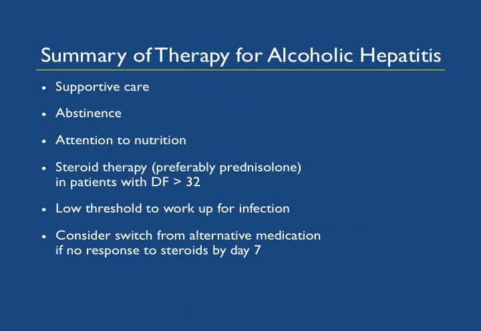In summary, therapy for alcoholic hepatitis includes supportive care, abstinence, and attention to nutrition. Steroid therapy should only be given in patients with a discriminant function of greater than 32. You should have a low threshold to work up for bacterial infection, and you can consider switching from steroids to an alternative medication if there is no response by day 7.